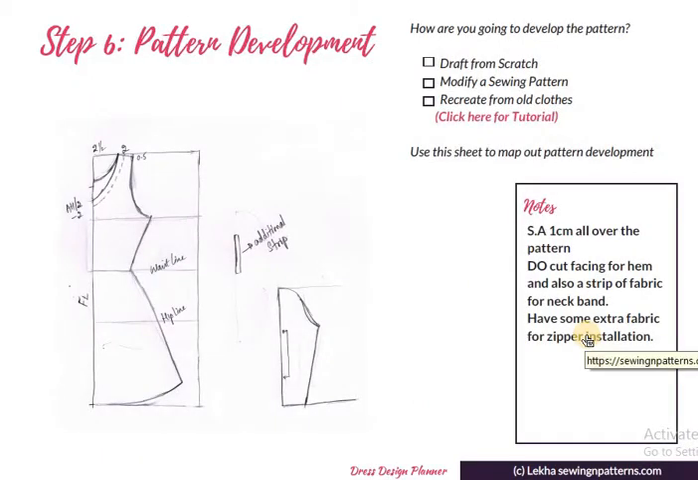Now the pattern development. Once you're done with the design part, you need to figure out how you're making the pattern for it. Are you drafting from scratch? Are you modifying a sewing pattern? Or are you recreating a pattern from old clothes? By the way, I have a tutorial on it. Just click here and it takes you there. Once you figure out how you're making the pattern, use this base to engineer your dress. Put everything that you think in your mind here, and again, make any notes here.